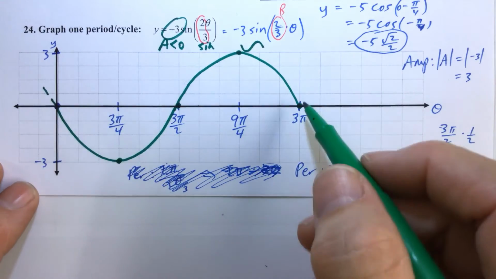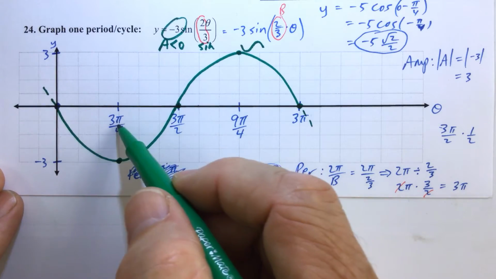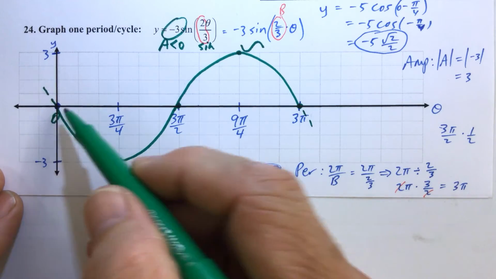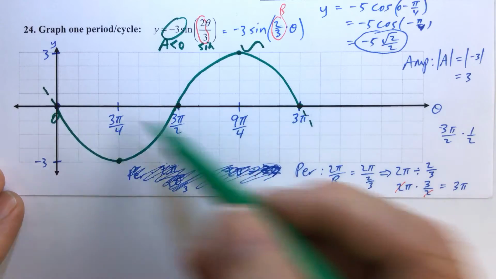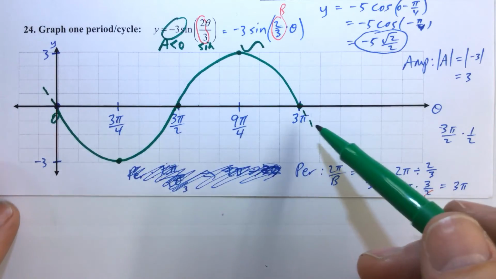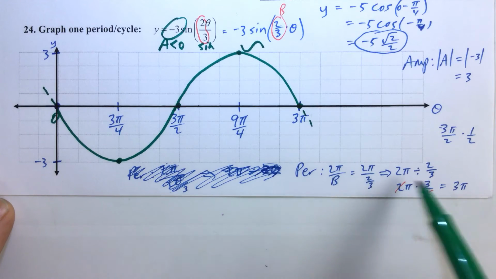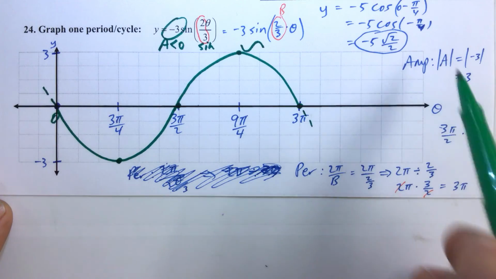When you do your graph on your test, make sure that you label the 4 key points here. If one of the key points is 0, then you don't have to label it, but make sure that your x-axis is labeled, your y-axis is labeled, and that you have any work that shows what the period is as well as the amplitude.